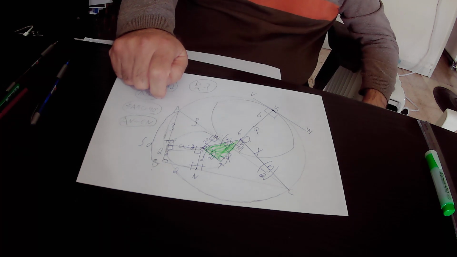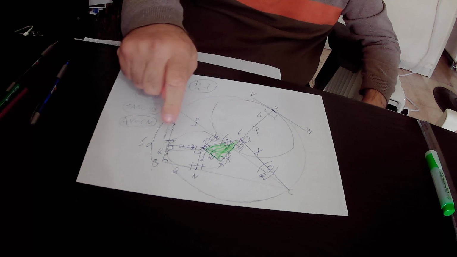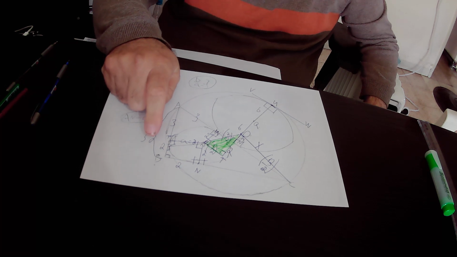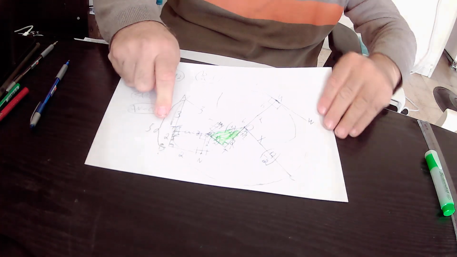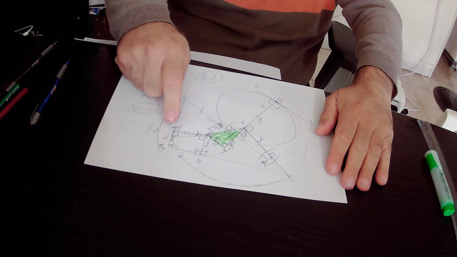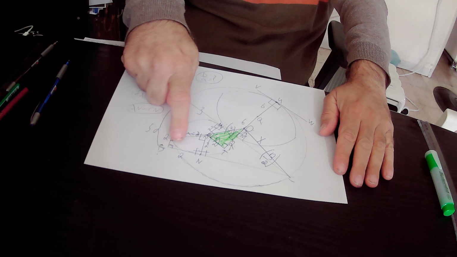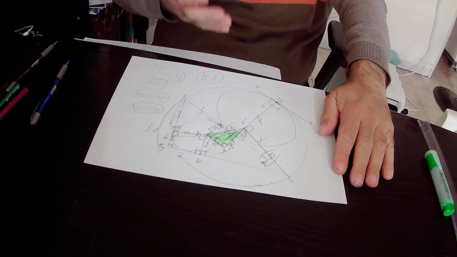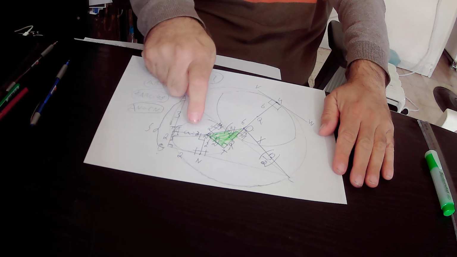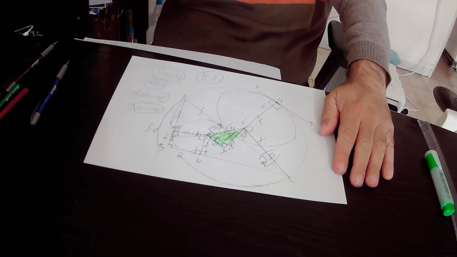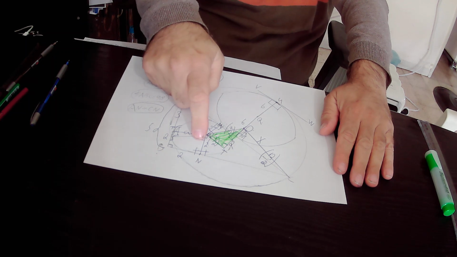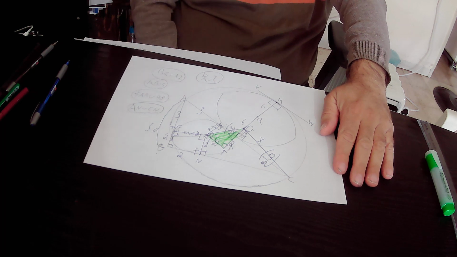So inside the quadrilateral PTBN, we have 1, 2, 3 right angles. The sum of 3 right angles is 270 degrees, plus the size of the fourth angle. In total, it must be equal to 360 degrees, according to the rule that the sum of the angles in any quadrilateral is equal to 360 degrees. Therefore, the missing angle here must be equal to 90 degrees.